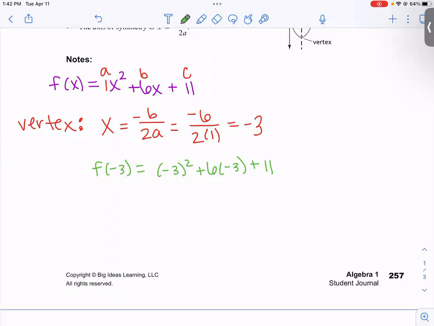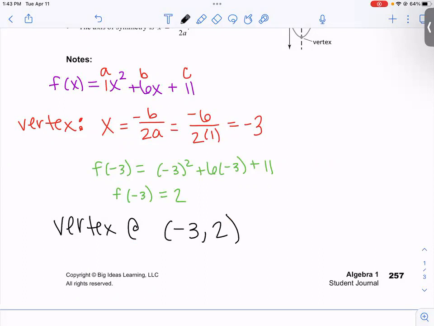Can you help me with this math? What is 9 minus 18 plus 11? Can I get a confirmation on that? So 9 plus 11 is 20 and minus 18 is 2. Okay, so this is what we know. We know that our vertex is at the coordinate -3, 2.